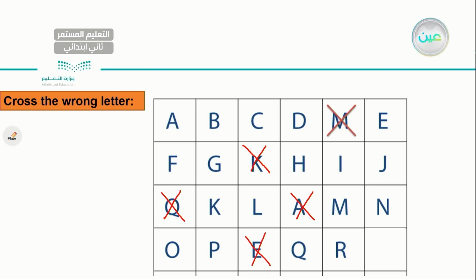To check if we did a good job, let's go ahead and read the letters. A, B, C, D, E, F, G, H, I, J, K, L, M, N, O, P, Q, and R. Very good, my dear students. You did an amazing job. Let's go to the next slide.